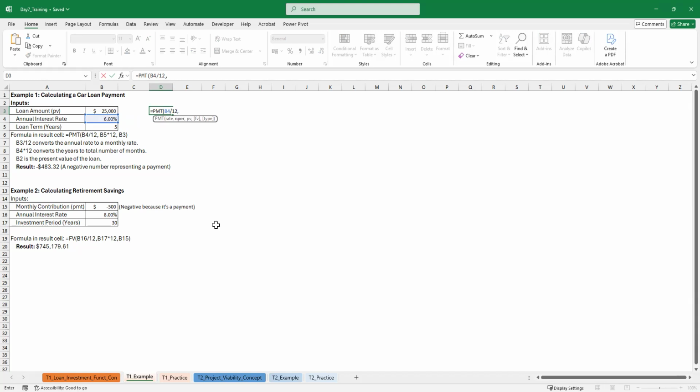Then do we have periods? Yes, we have 5 years as a period. But again, since we are making monthly payments, we'll be multiplying it by 12. Then do we have a present value? Yes, this is the amount that we have borrowed. Then we will close the bracket. So this will be our monthly EMI.